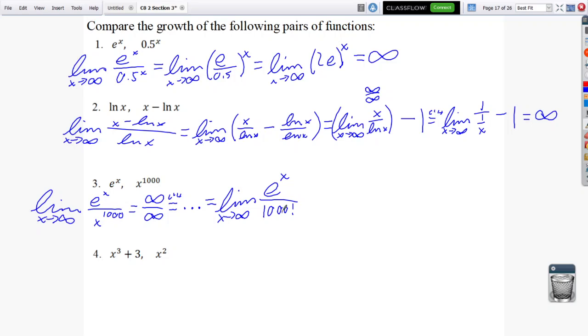Don't even try to plug it into your calculator because it is way bigger than your calculator can handle. By the way, your calculator can only handle up to a googol. So 1,000 factorial is larger than a googol, but it's still smaller than infinity, so this ends up being infinity. Therefore, e to the x does indeed grow faster than x to the 1,000th power.